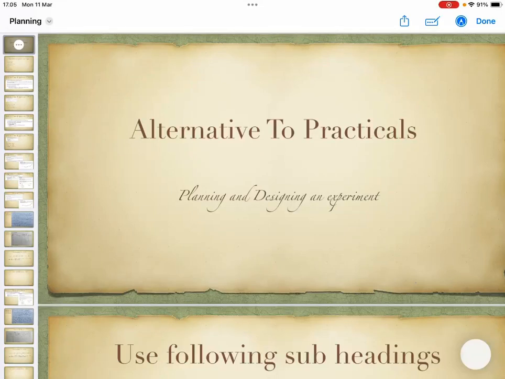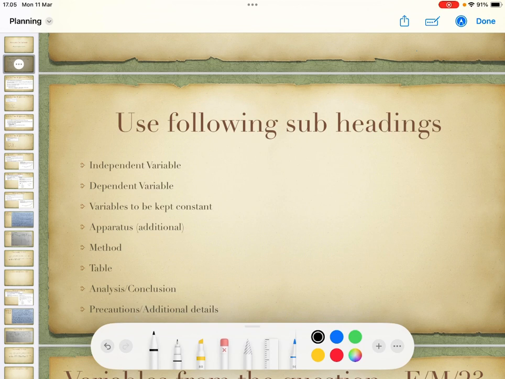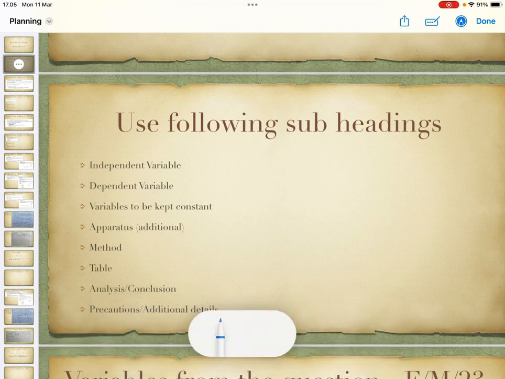Okay, this is the second part of the video, and in this video we are focusing on the approach of how to answer the question that asks you to plan an experiment in paper 6 IGCSE alternative to practicals, right? In part 1 of the video, I advised you to use these subheadings to answer the question that asks you to plan an experiment. And in part 1, I discussed the first 3 subheadings, that is different variables that you use in your planning.